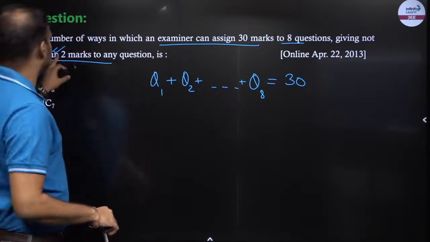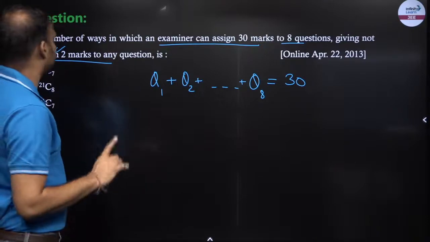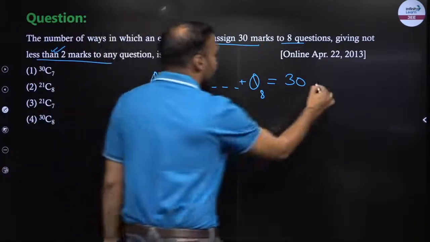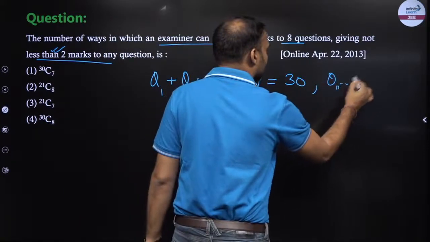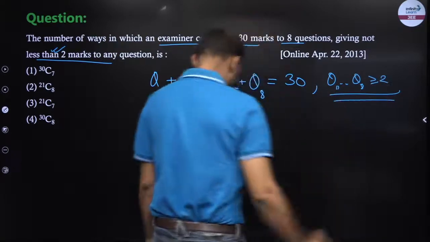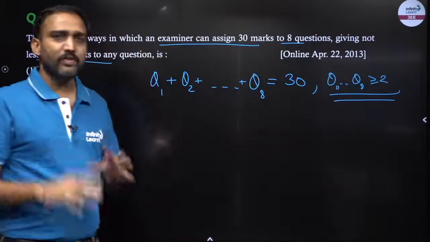They should get less than 2 marks, giving not less than 2. Not less than 2. 2 is allowed. So I can say that Q1, Q2, up to Q8 need to be larger than or equal to 2. Right? So now think in this particular way.